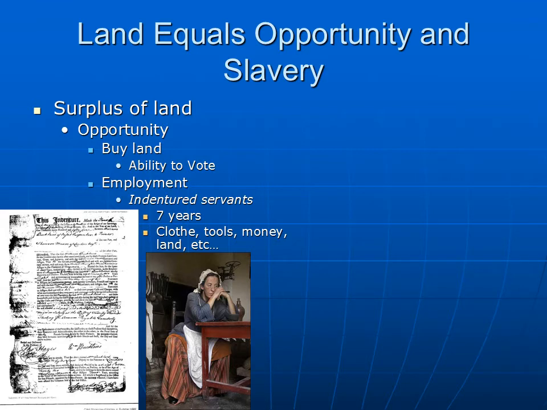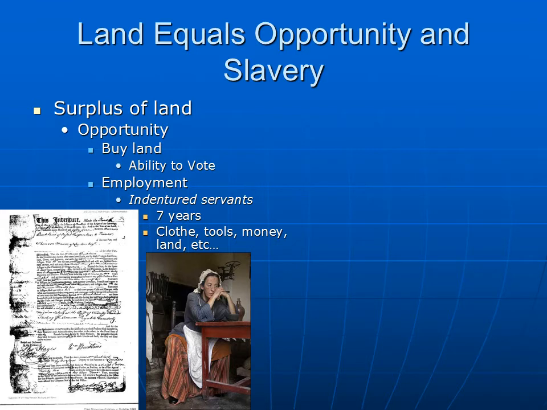Under indentured servitude, you owed 7 years on average worth of work, but after those 7 years were up, your contract would allow you to get clothing, tools, money, land, anything that would benefit you and help you get set up in the new world. There are dangers, though, to being an indentured servant. You have a contract, and if you were illiterate, you could not read it, so there were dangers with signing your life away.